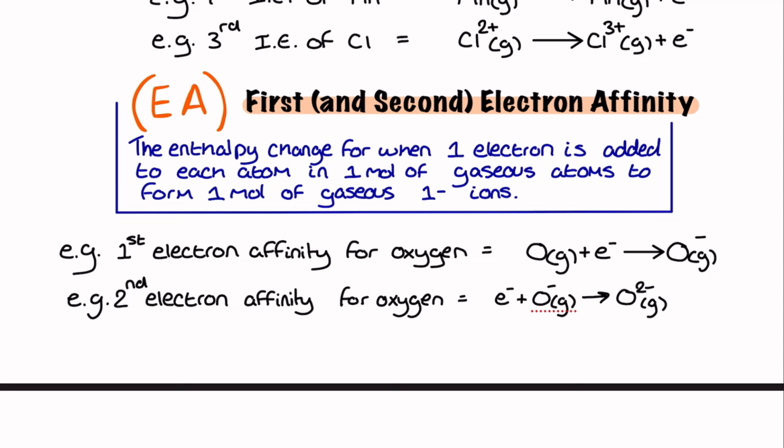It's defined as follows. The enthalpy change for when 1 electron is added to each atom in 1 mole of gaseous atoms to form 1 mole of gaseous 1- ions. See, it just rolls off the tongue, doesn't it? It's awful. I can't stand it.